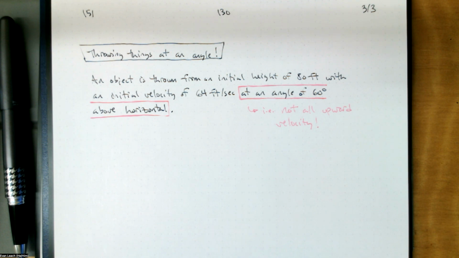Let's talk about throwing things at an angle. Let's suppose that an object is thrown from an initial height of 80 feet, with an initial velocity of 64 feet per second, at an angle of 60 degrees above the horizontal. So we're not throwing the object directly upward at 64 feet per second. Seems dangerous, might come and land on our heads. So we're going to throw it at an angle, 60 degrees above the horizontal.